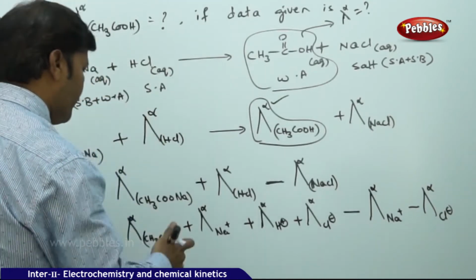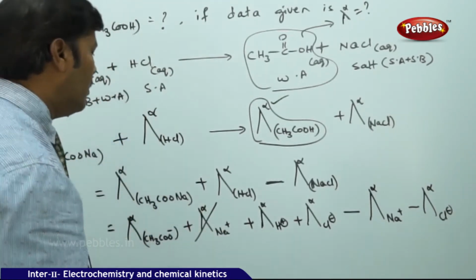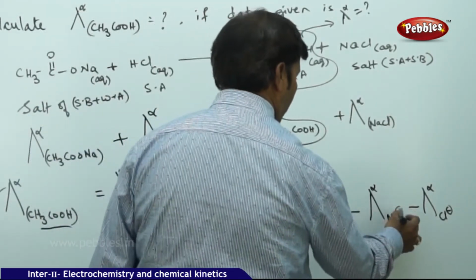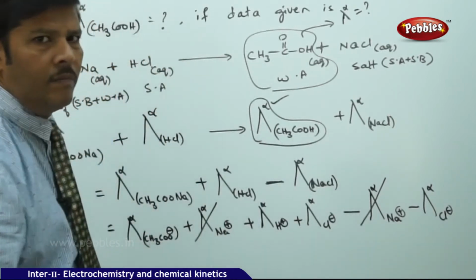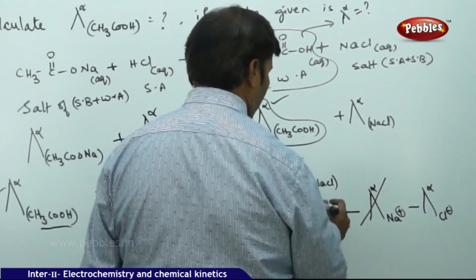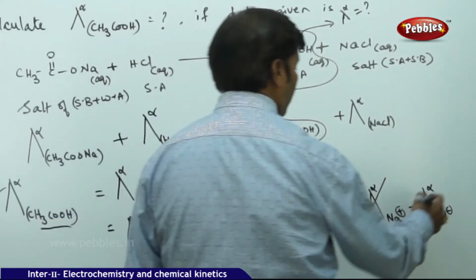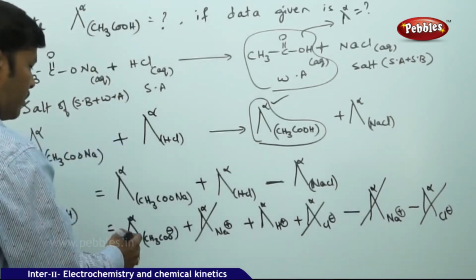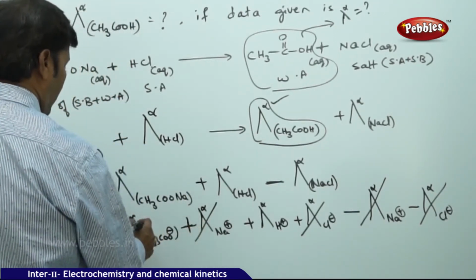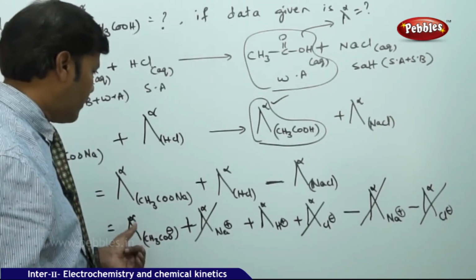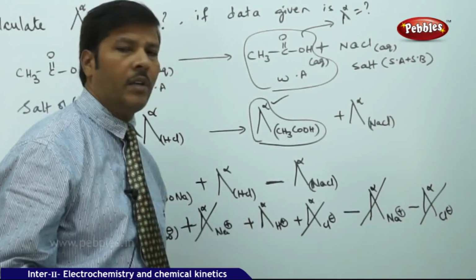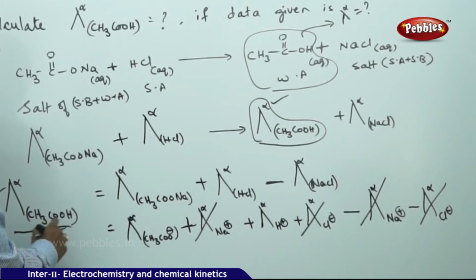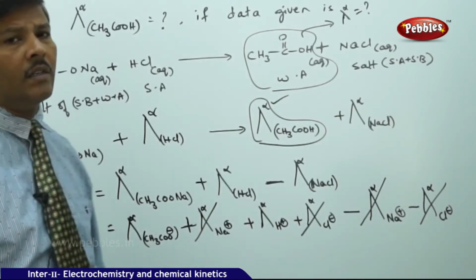So the best thing is the equivalent conductance of Na plus ion, positive term, then the equivalent conductance of Na plus ion, negative term, both have to get cancelled. Then the equivalent conductance at infinite dilution of Cl minus ion, positive term and negative term will get cancelled. And now from the expression it is very clear that we have only the equivalent conductance of acetate ion at infinite dilution and the equivalent conductance of H plus ion at infinite dilution. So when you sum up these two equivalent conductances, finally you are going to get the equivalent conductance of the weak electrolyte, that is acetic acid.